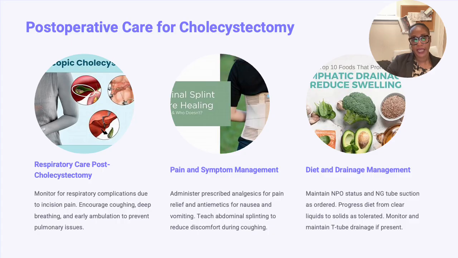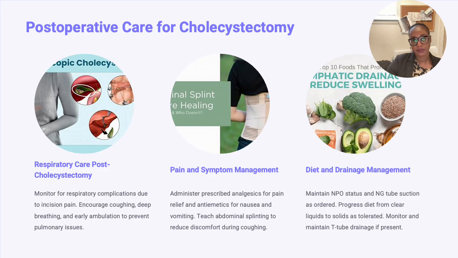We want to administer any antiemetic as prescribed for nausea and vomiting, which also would take the pressure off the wound, and then administer any analgesic as prescribed to relieve the pain. Of course, maintain NPO status, NG tube suctioning as prescribed. And then as prescribed, we advance the diet from clear liquid to solid when it is prescribed and the client is able to tolerate it after gag reflex. Maintain and monitor drainage from the tube if present.